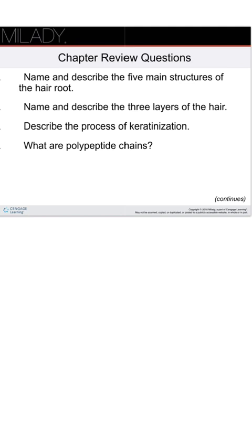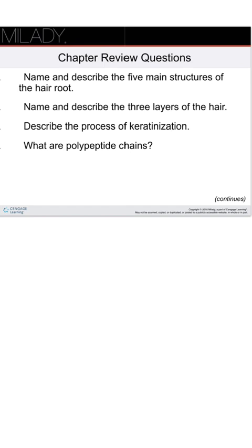Now I'm going to give you the chapter review questions. If needed, you will want to pause the video so that you can write down these questions in order to complete your assignment. Number 1, name and describe the 5 main structures of the hair root. Number 2, name and describe the 3 layers of the hair. Number 3, describe the process of keratinization.